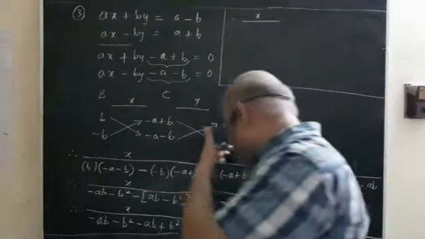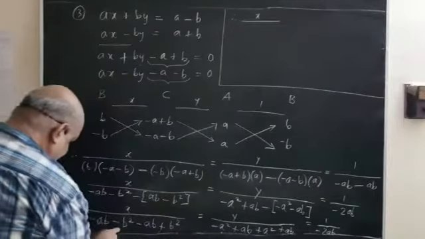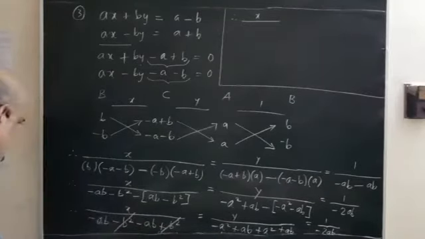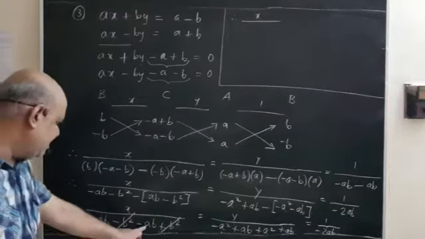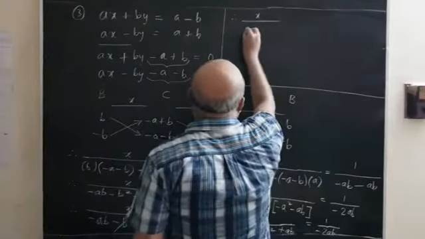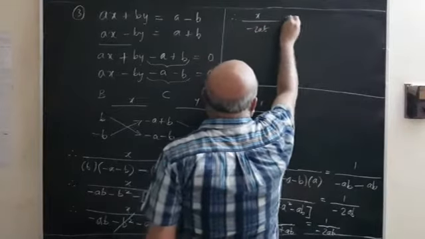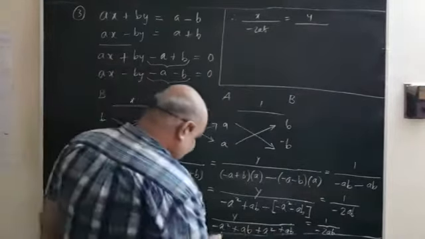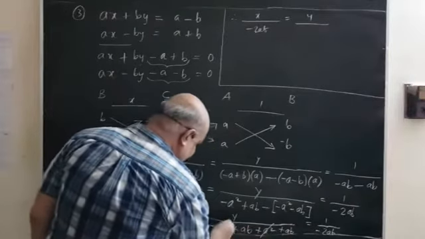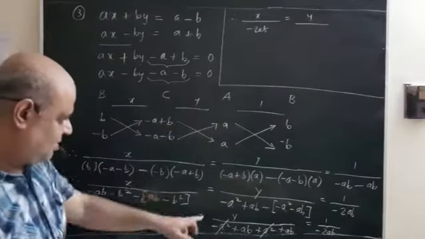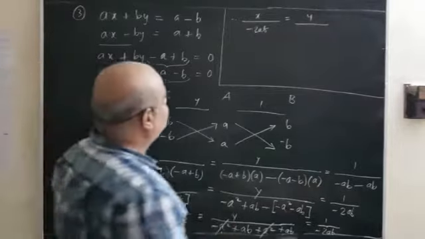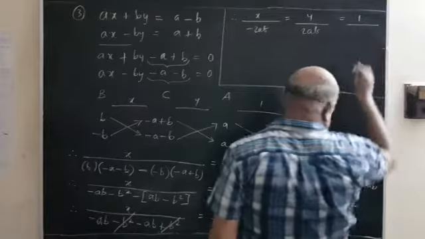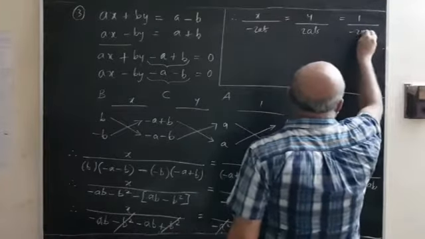what do we have here? There is a minus b square here, there is a plus b square here. They will cancel each other out. And there is a minus ab, there is a minus ab, so minus 2ab is equal to y divided by, there is a minus a square here, there is a plus a square here, they will get cancelled out. So there is an ab there is an ab there, so 2ab is equal to 1 divided by minus 2ab.